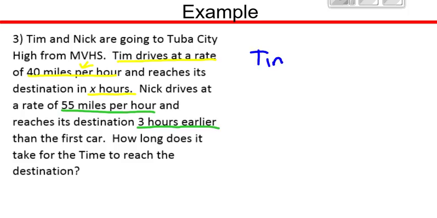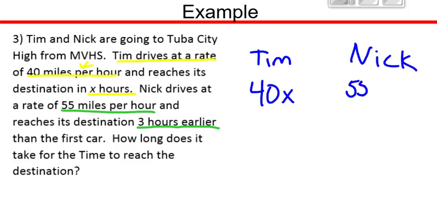All right, so I'm going to set up a little chart here. I'm going to have a Tim and Nick. Tim drives at a rate of 40 miles per hour, so 40 times X, where X is the number of hours. Nick drives at a rate of 55 miles per hour, but he gets there 3 hours earlier. So if I want them to be the same amount of time, since Nick was faster, I'm going to have to subtract 3 hours from him so that the time will be the same.